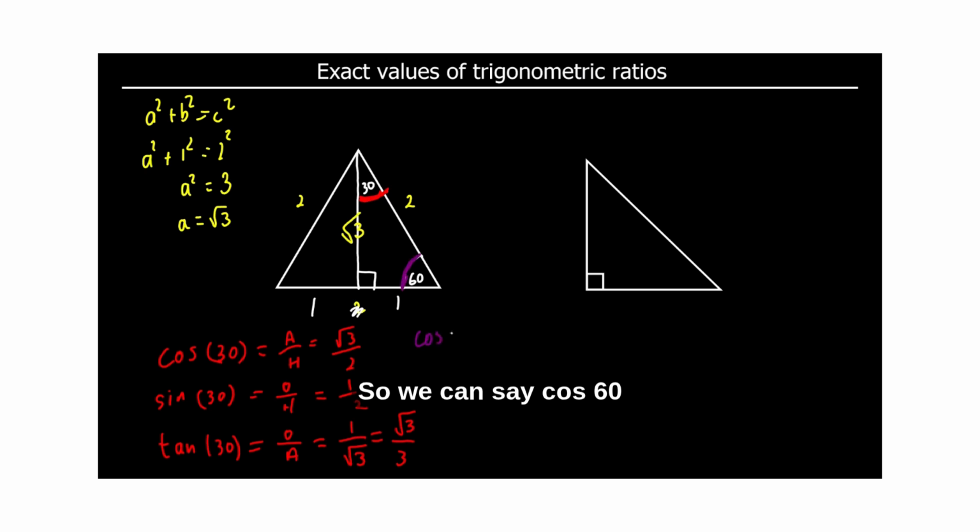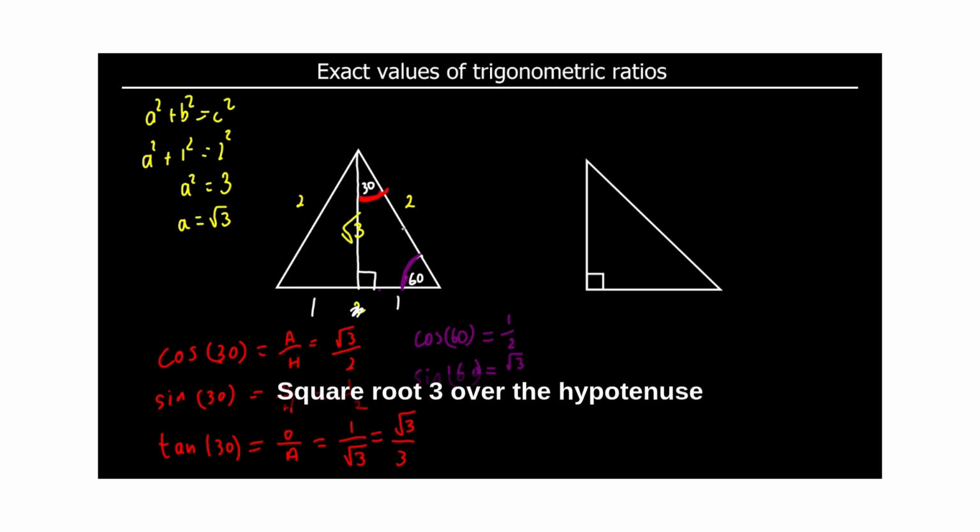We can do the same for 60 degrees. So we can say cos 60 is CAH, the adjacent over the hypotenuse. The adjacent is 1 now. The hypotenuse is 2. That's a half. Sine 60, so the opposite, square root 3, over the hypotenuse, over 2. And tan 60 is TOA, the opposite, square root 3, over the adjacent, which is 1. I'm not going to write over 1, I'll just leave it as square root 3.